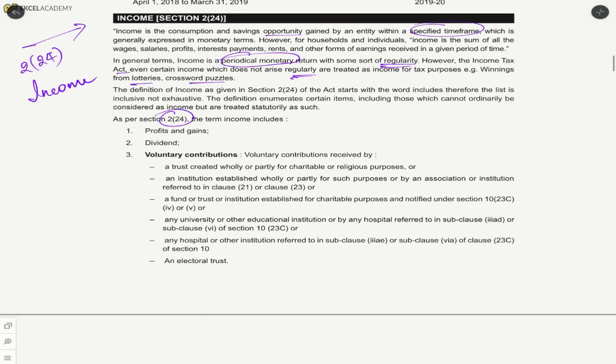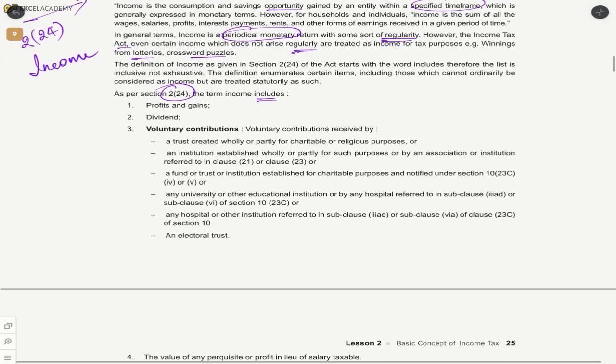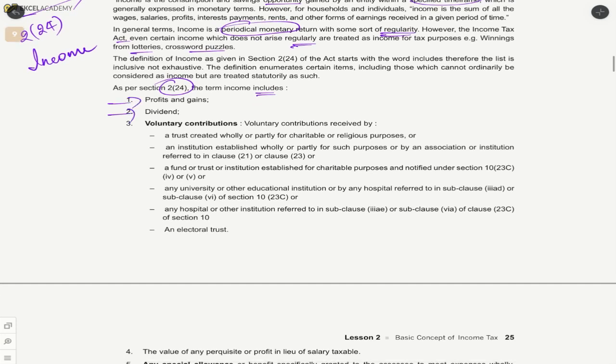So now income includes, that's what the definition says, profits and gains, dividend, voluntary contributions. Profits and gains we know usually occur in any business. Whereas dividend, again, you may be a shareholder of some company. So in that case, you will get dividend from that company. That is also considered as an income. Of course, there is an exemption available for that. So we'll look into that later.